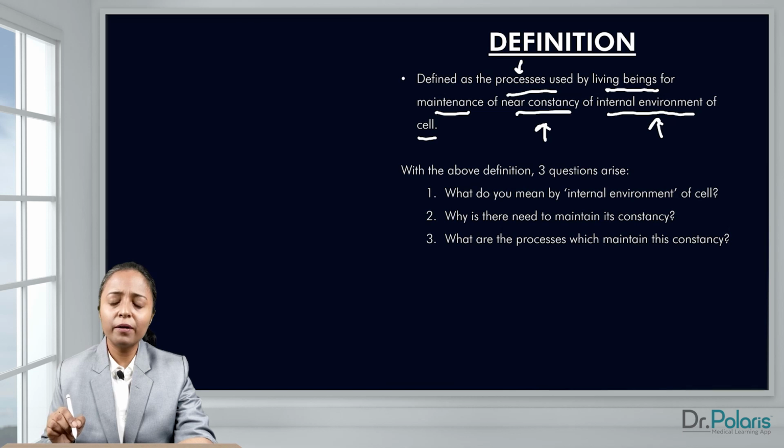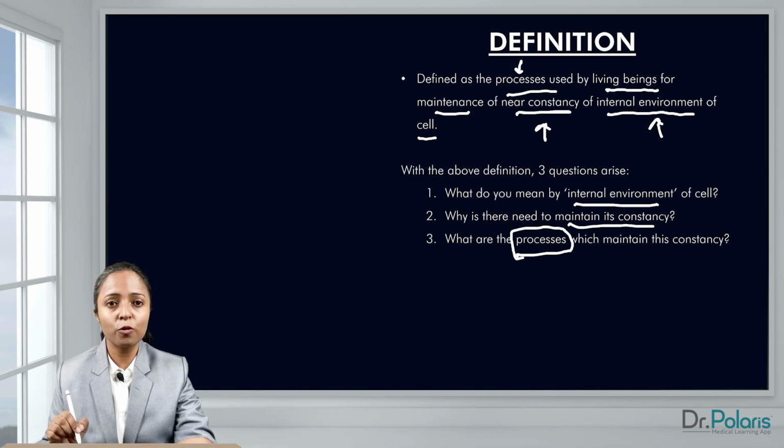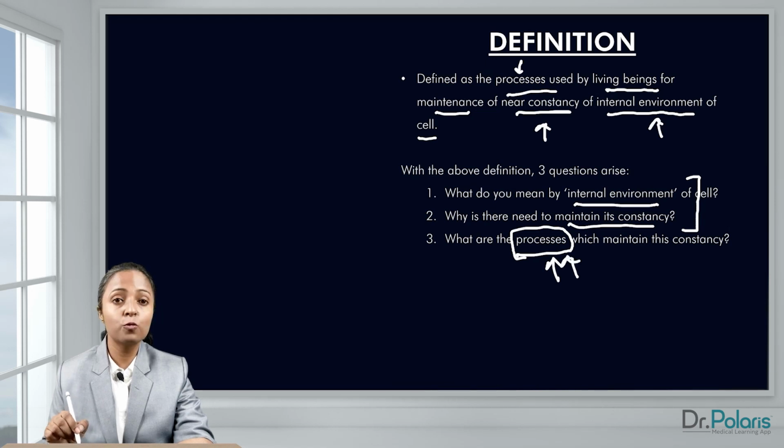If you see the above definition, very logically you will get to some questions: what is this internal environment we are talking about? Why is there a need to maintain its constancy? And what are the processes which maintain this constancy? In brief, we have dealt with the first two questions, but we'll clarify a little bit more. Here we will focus more on the processes which are important to maintain the constancy of the internal environment of the cell.